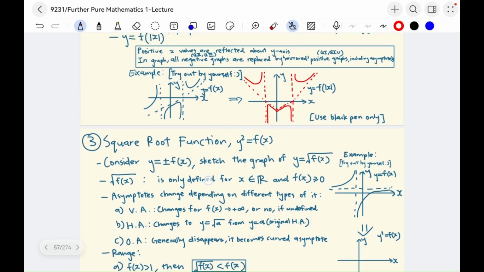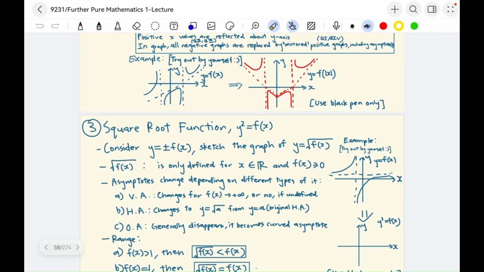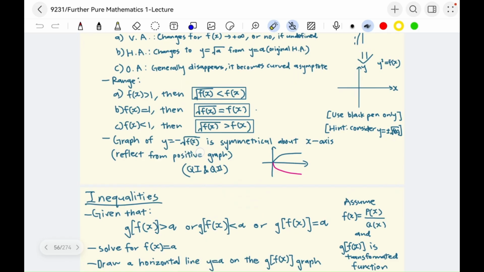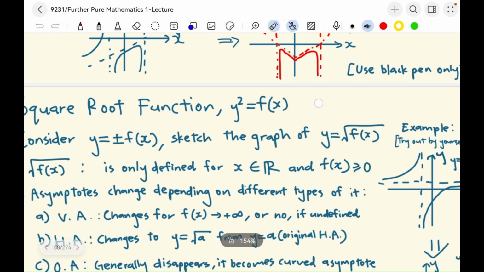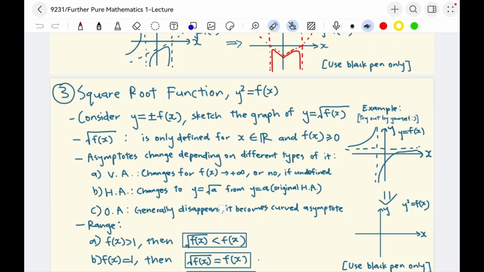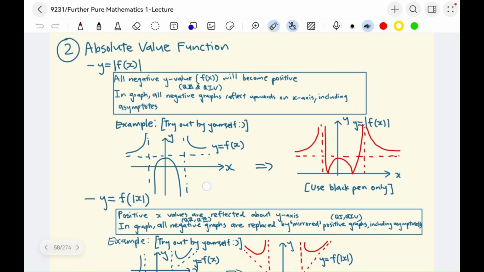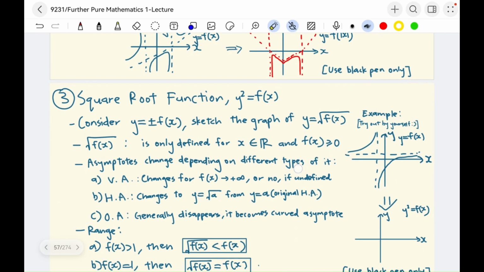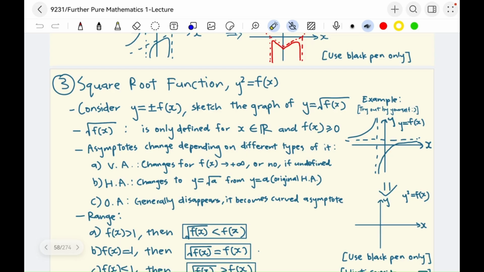So let's move on to the second type of the relationship between the curves, the rational curves, which is the square root function. Okay, just now was the second type of the relationship, which is the absolute value. Now let's move on to the last type of the relationship between the rational curves, which is the square root function.